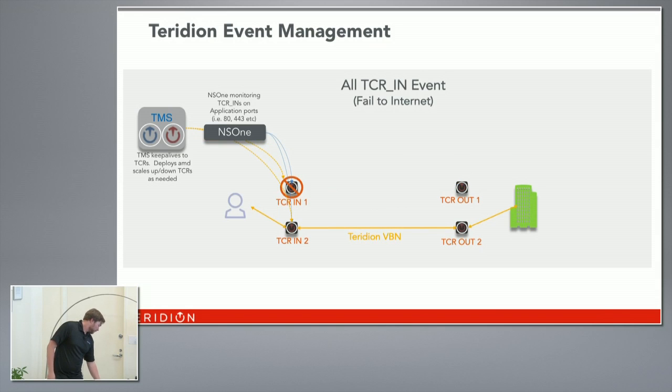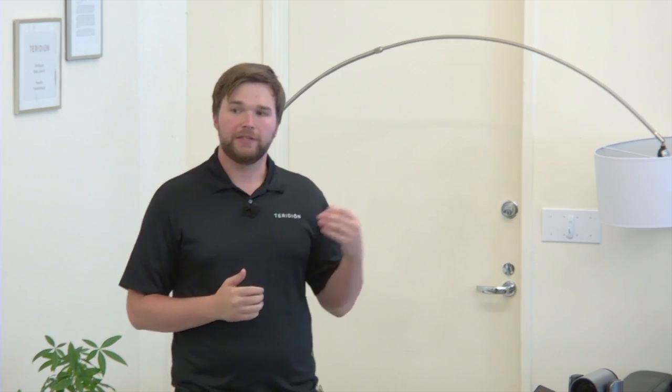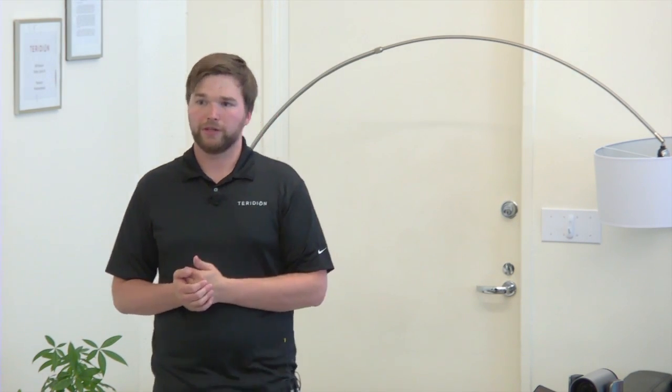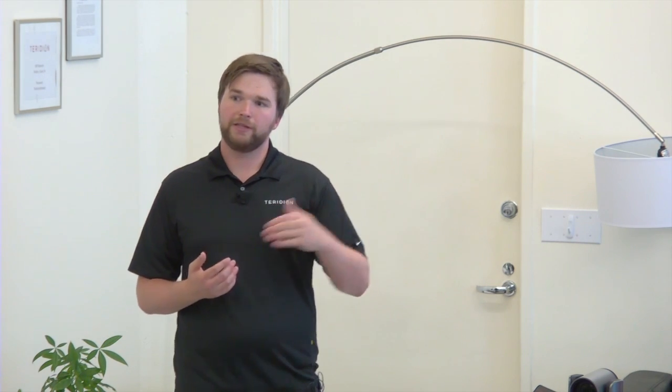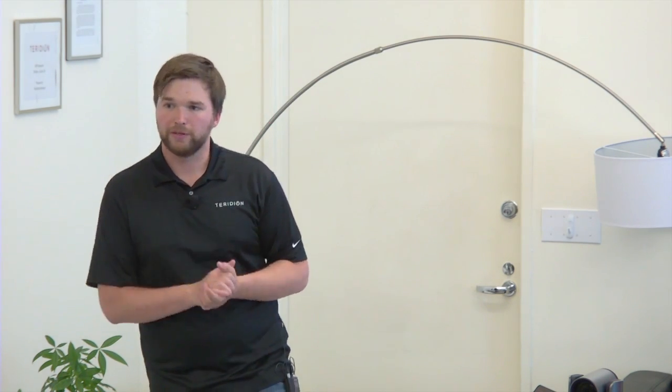What mechanism are you using for that failover? Is it actually moving the IP address from one to the other? In the case of a TCR in failing, it's just a DNS change that we're acting on through NS1. In the case of a TCR out failure, we're telling the TCR in to point to its auxiliary. In real time, as soon as the TCR in realizes that its TCR out is no longer responding, it will automatically fail over to the auxiliary and notify the TMS that there's something going on with this TCR out.